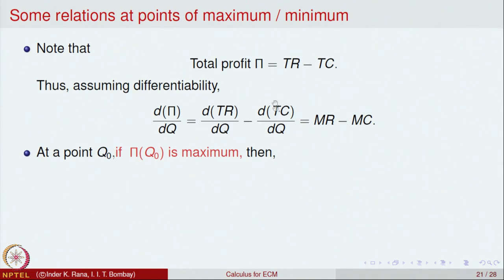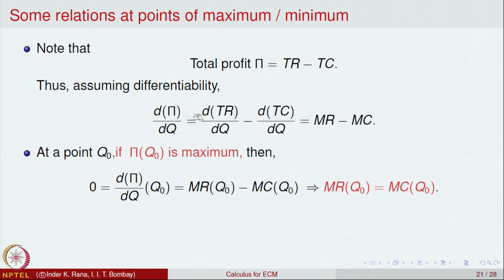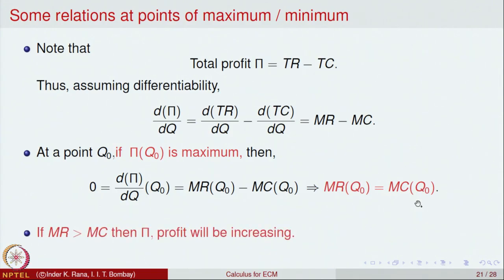Assuming pi attains its maximum at the point Q0, we put the value here. When it is maximum, we get 0 equal to this evaluated at Q equal to Q0. That means marginal revenue at the point of maximum is equal to marginal cost at the point of maximum Q0. So, that gives us a relation: both are equal at the point of maximum.